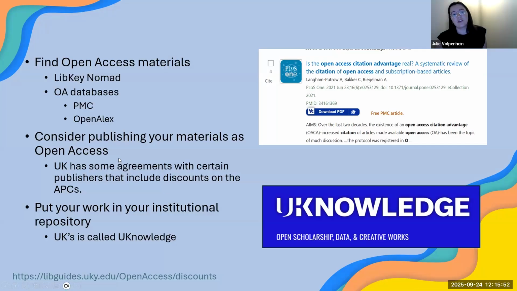You can consider publishing your materials as open access yourself. So one thing to note there is that UK has some agreements with certain publishers that include discounts on the APCs. And I believe Annabelle is going to put a link to that page if you're interested in it, to help kind of lower that barrier for you.